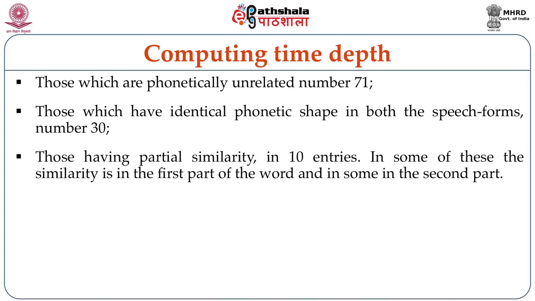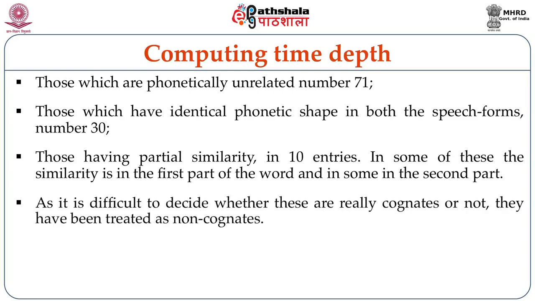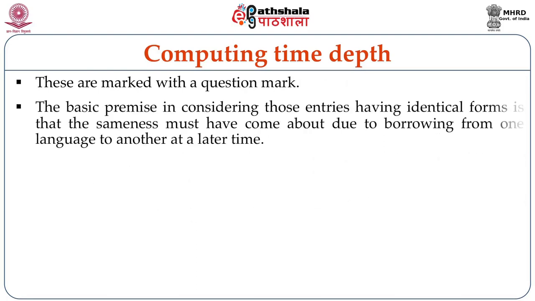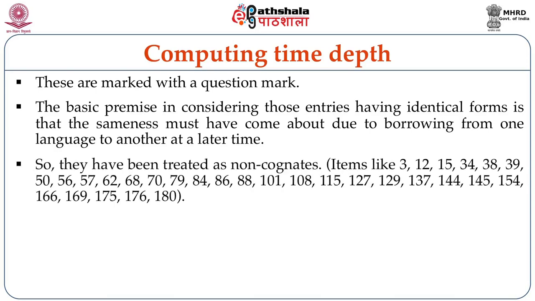In some of these, the similarity is in the first part of the word and in some in the second part. As it is difficult to decide whether these are really cognates or not, they have been treated as non-cognates. These are marked with a question mark. The basic premise in considering those entries having identical forms is that the sameness must have come about due to borrowing from one language to another at a later time. So they have been treated as non-cognates. A number has been given.